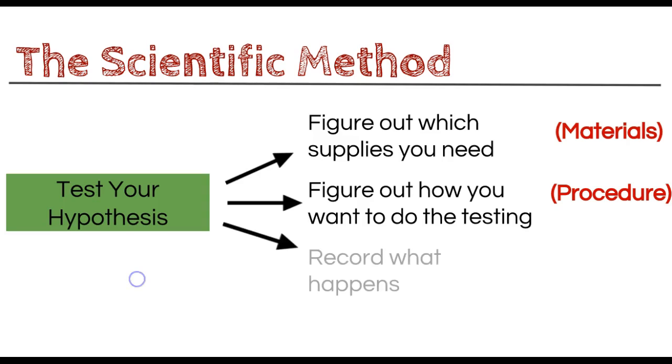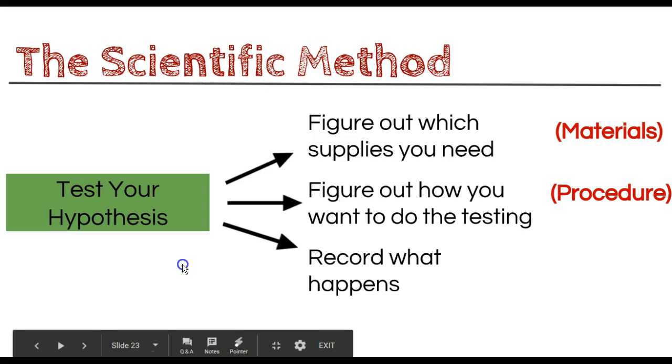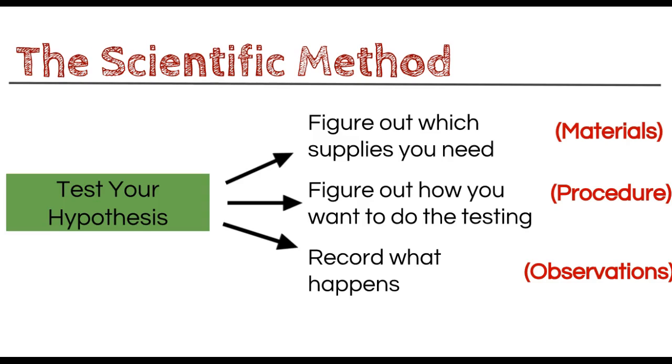And the last thing that you want to do is record what happens. You want to record what happens in an organized way and in order to represent the data in the best way possible so that other scientists all around the world can make sense of your experiment. And so that would be encapsulated in a section of a report called the observations section.